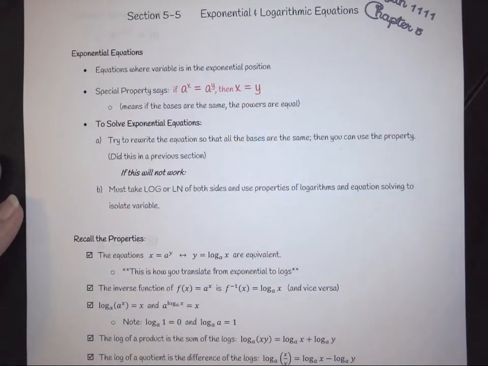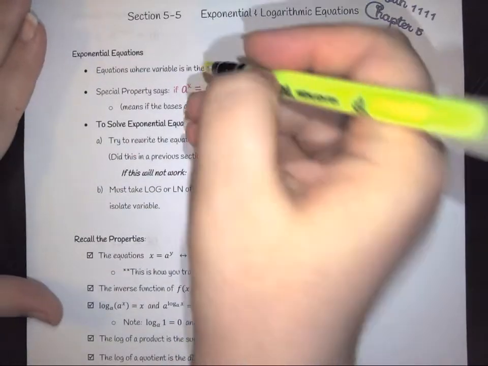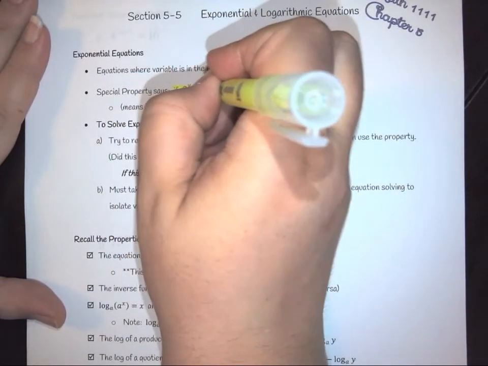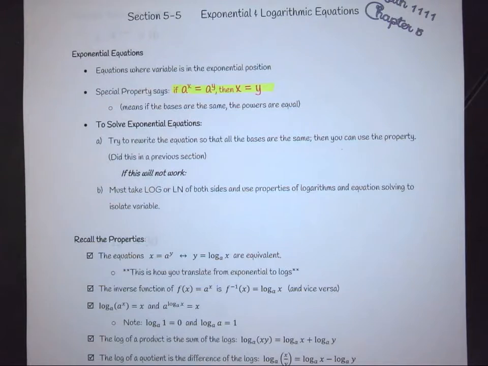So when we're talking about your exponentials, specifically the exponentials, we have to remember that we have that special property, and that property says if your bases are the same, then your exponents are the same. Okay? And that property is used most often in order to solve your exponentials, that you want to make your bases the same so that you can claim that your exponents are the same.